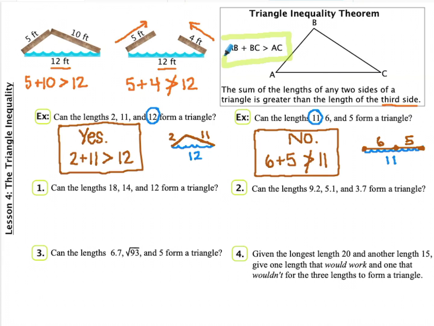Every time we're checking to see if we have that AB plus BC greater than AC relationship. So every time I want to see the greater than sign, whether it is greater or whether it is not greater. Go ahead and try 1, 2, 3, and 4. Make sure you give me the yes or no and the inequality to back up your answer. Number 4 has you think just a little bit harder. I think you can do it.